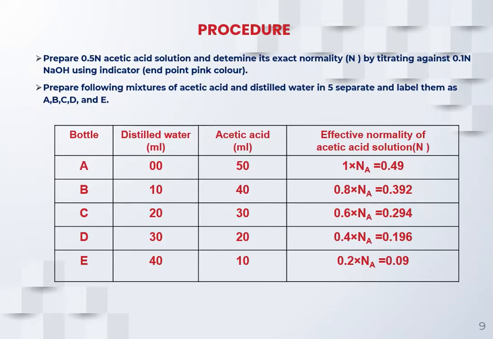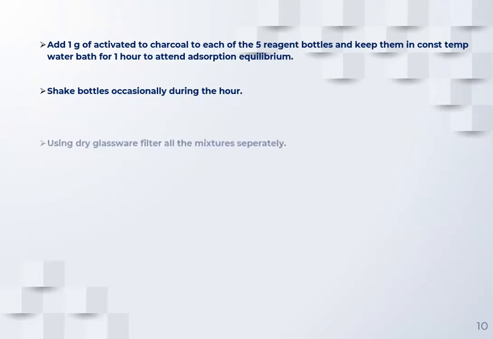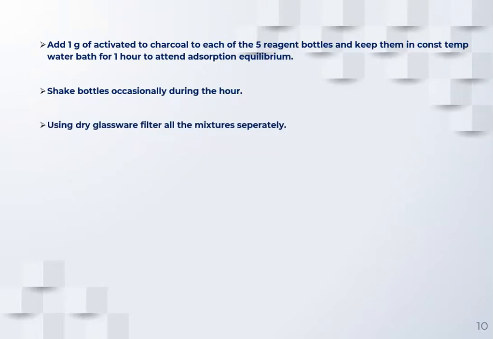Then in the next step, you have to add 1 gram of activated charcoal to each of these 5 reagent bottles. Then keep them in a constant temperature bath for 1 hour to attain adsorption equilibrium. Shake the bottles occasionally during this time. Then, using dry glassware, filter all mixtures separately: filter the mixture present in each bottle into dry glassware.